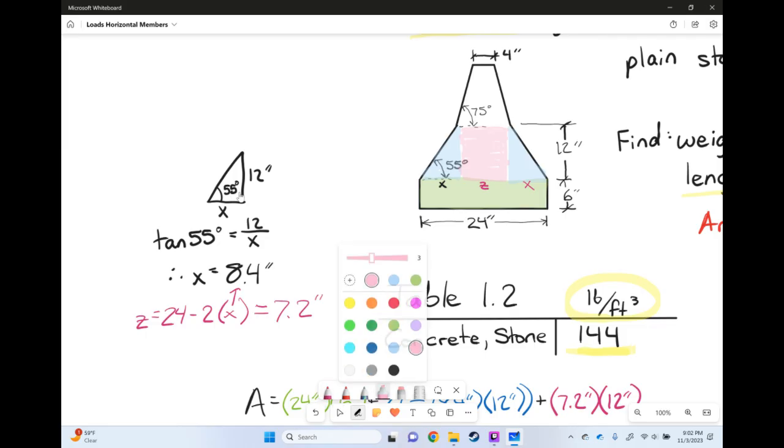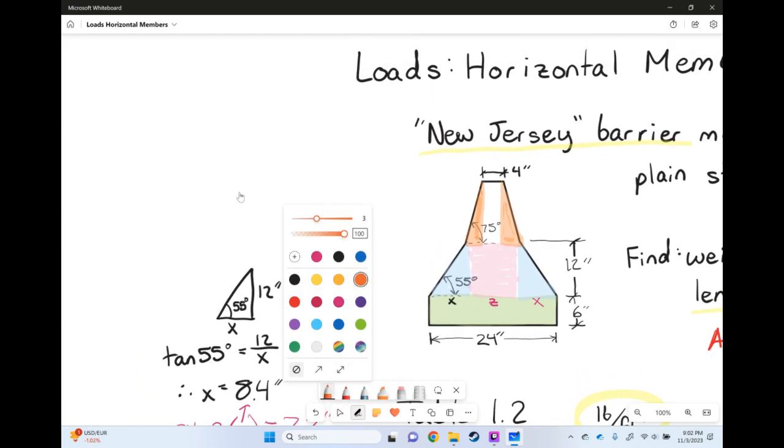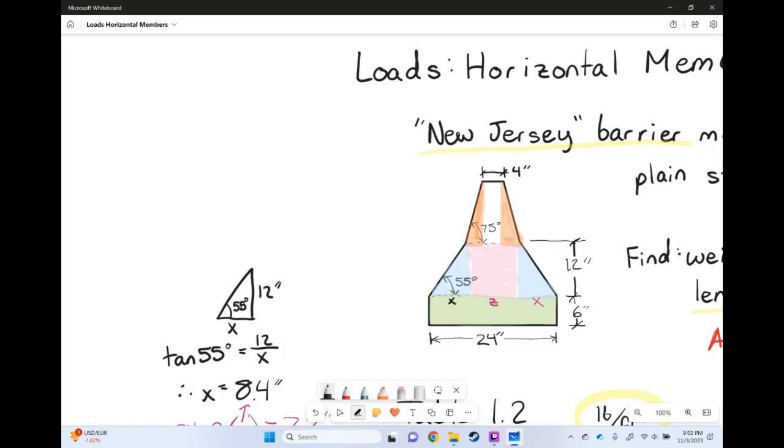Next, let's see, we want to find this really skinny dude right here. All right, so we want to find that, and of course his counterpart off on the side. We want to find that guy over there. So we've got two more little triangles. So we'll draw them out, and what do we know about them?